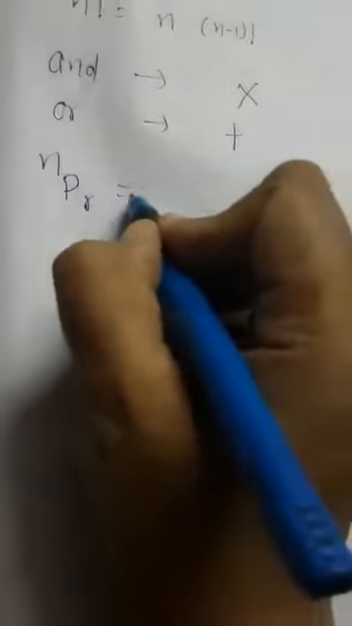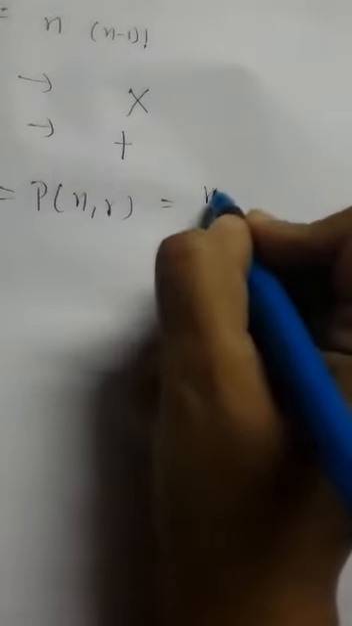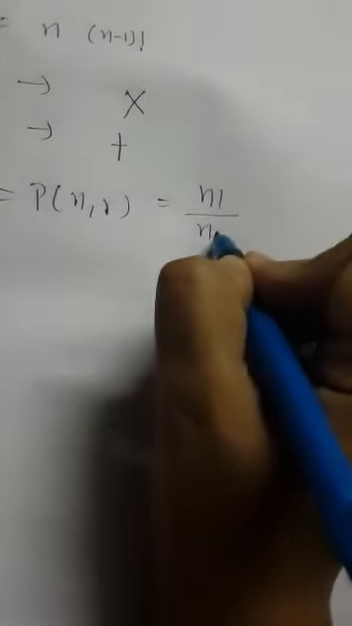So selecting r objects out of n objects and arranging them is denoted by nPr. It is also written as P of n comma r, and this is defined as factorial n upon factorial n minus r.